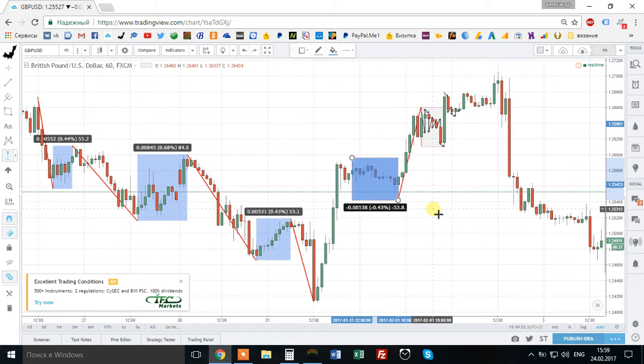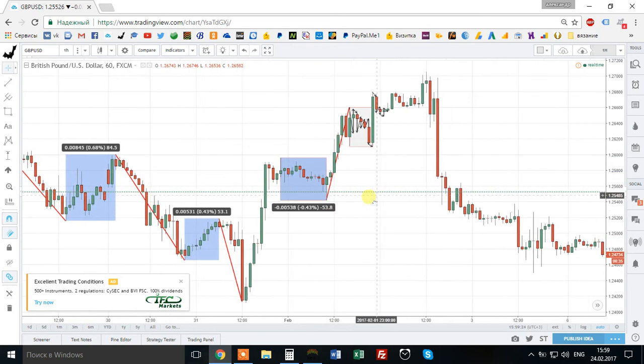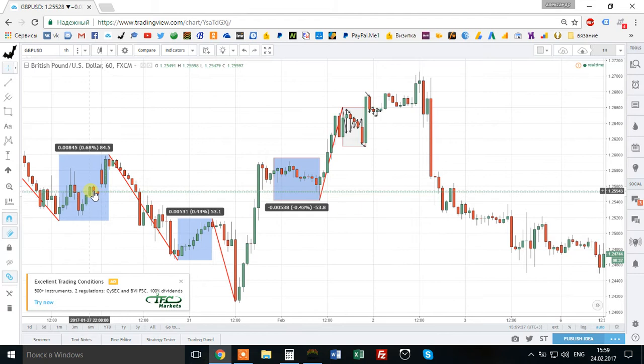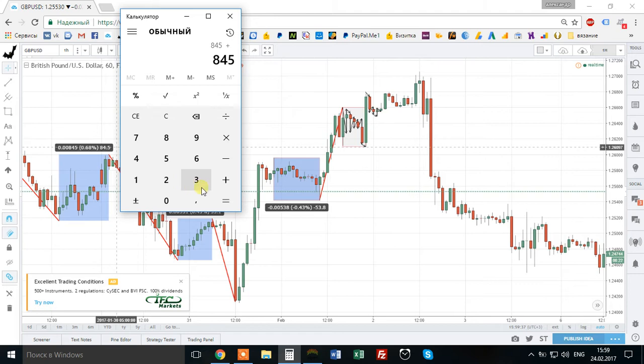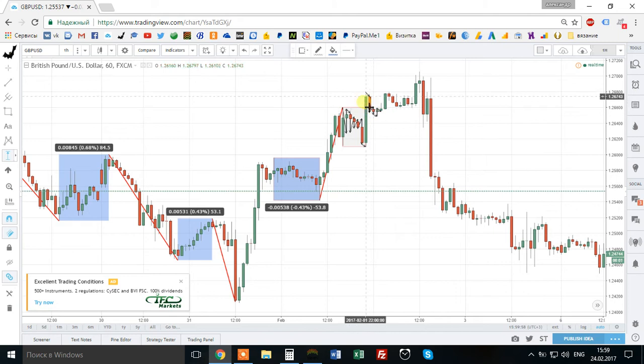Boom. 53.8 easily. Then we should take the next 3 corrections, 1, 2, 3, and recalculate that average correction size. Okay, 84.5 plus, what was it, 53.1, plus 53.8, divided by 3, it equals the average correction size, 63.8, and divided by 2, it is half of the ACS, 31.9. Okay, let's measure the next correction.